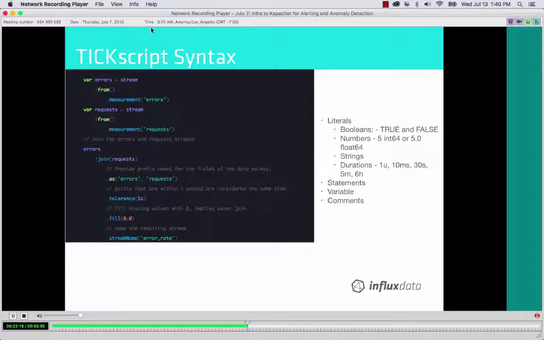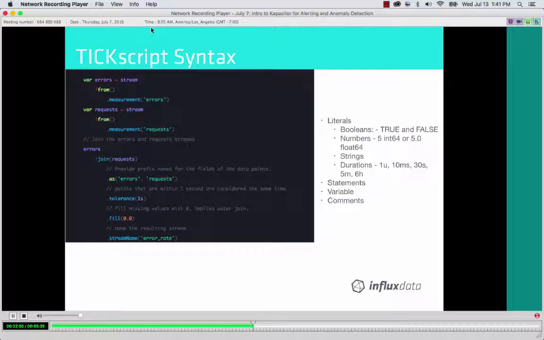So the syntax in TICKscript, you have literals: booleans, numbers, so you have int64 or float64, strings, time durations. In addition to that, you have statements, variables, and comments. So the script that we have off to the side here at the center of your screen should show all of these components. Up at the top, we have two variables, errors and requests. Errors is a stream from the measurement errors. Requests is a stream from the measurement requests.